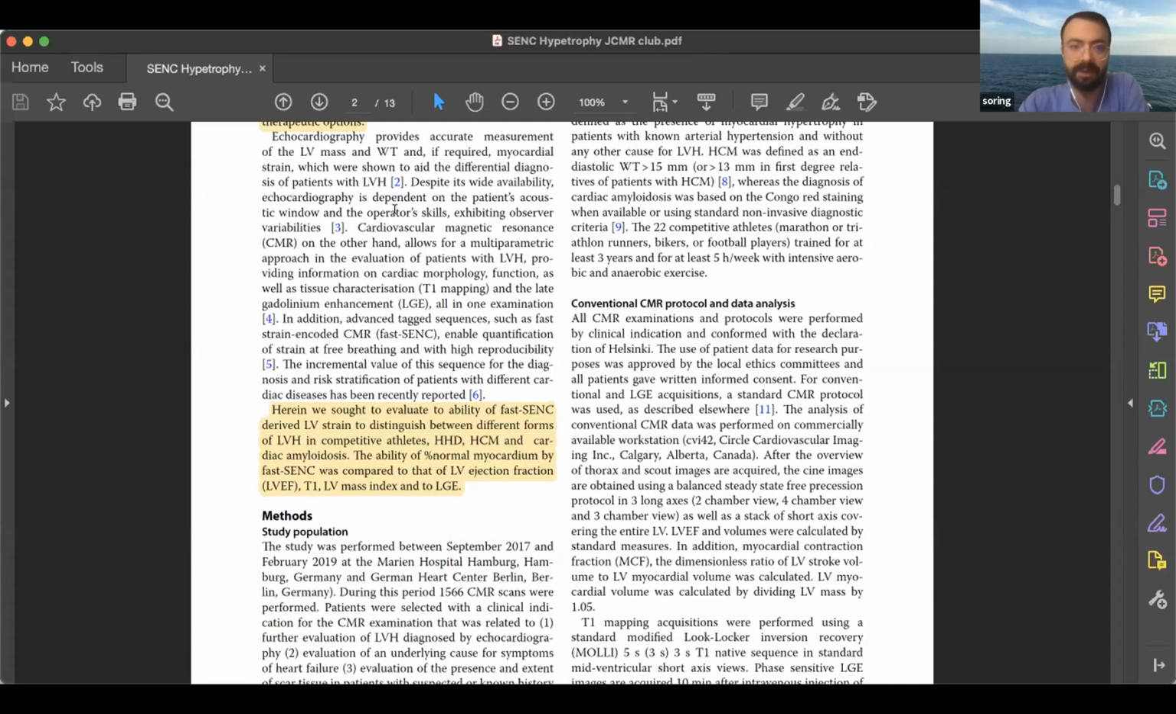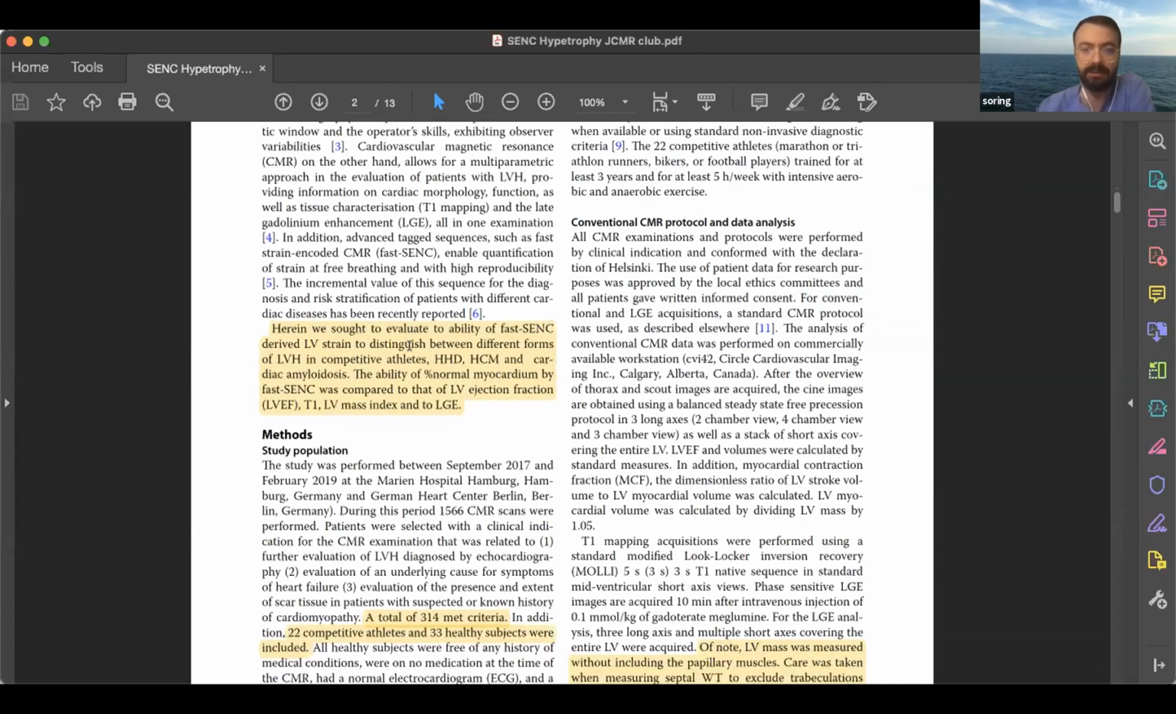between different forms of left ventricular hypertrophy in competitive athletes, patients with hypertensive heart disease, patients with hypertrophic cardiomyopathy, and cardiac amyloidosis. We also wanted to look at normal myocardium. I will immediately show you how we defined normal myocardium by fast SENC, and to achieve this differential diagnosis and to compare with that of left ventricular ejection fraction, values from T1 mapping, left ventricular mass index, and late gadolinium enhancement.